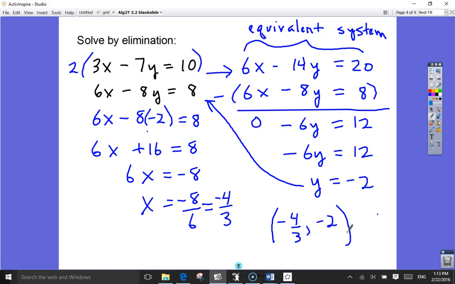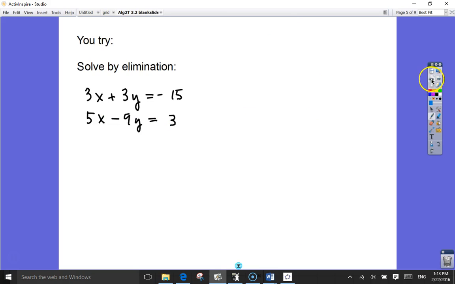And again, how would I check it? Plug it in, see if it works. Right? If I do the first, or let's do the second equation this time: 6 times negative 4/3 would be negative 8. Then minus 8 times negative 2 would be plus 16. Negative 8 plus 16 is 8. It checks. Is that right? Okay.